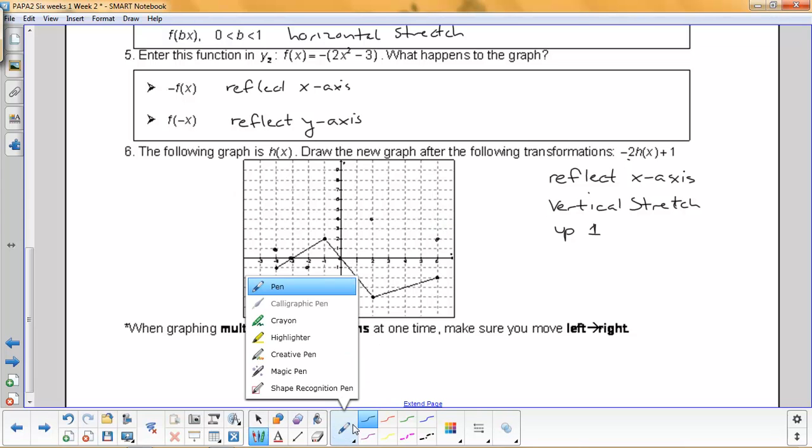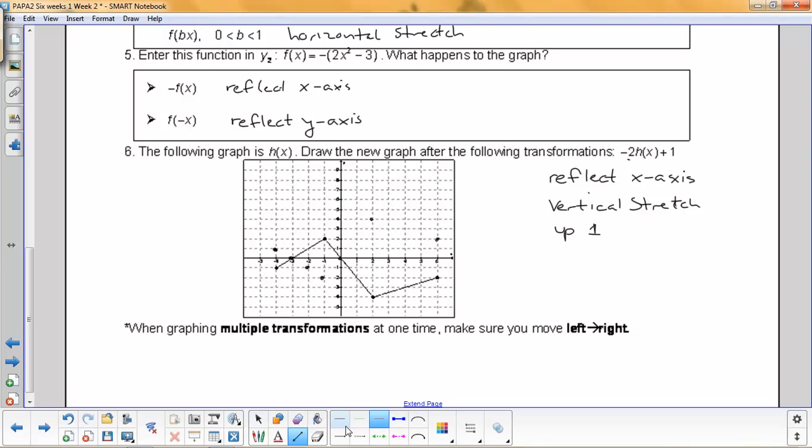Alright, let's go ahead and utilize a different color. This first one will be in red. Alright, a vertical stretch of a factor of 2. So this is going to be multiplied by 2. That will be multiplied by 2. That and that will be multiplied by 2. This will be multiplied by 2 up to 8. And this will be multiplied by 2 up to 4.